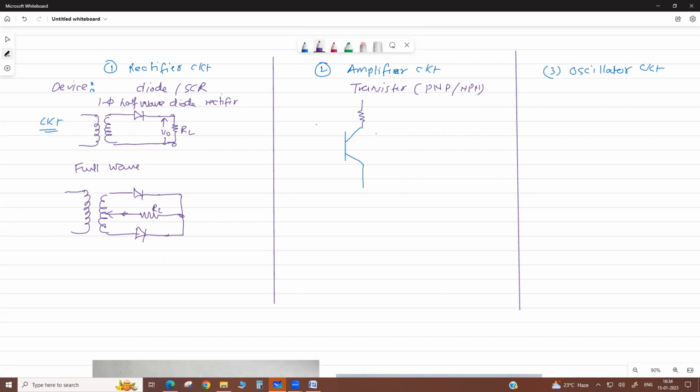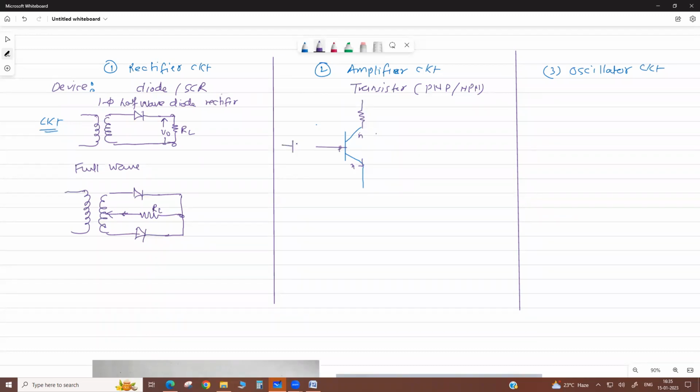Now if it is PNP, the current flows from positive to negative, as in battery life. Here it is NPN, so the current exits from the P type to the N type. So this is the collector, base, emitter. Now this is the base.